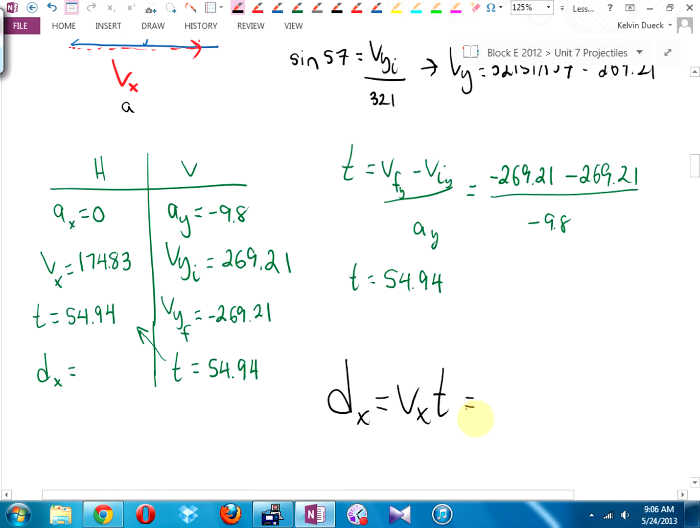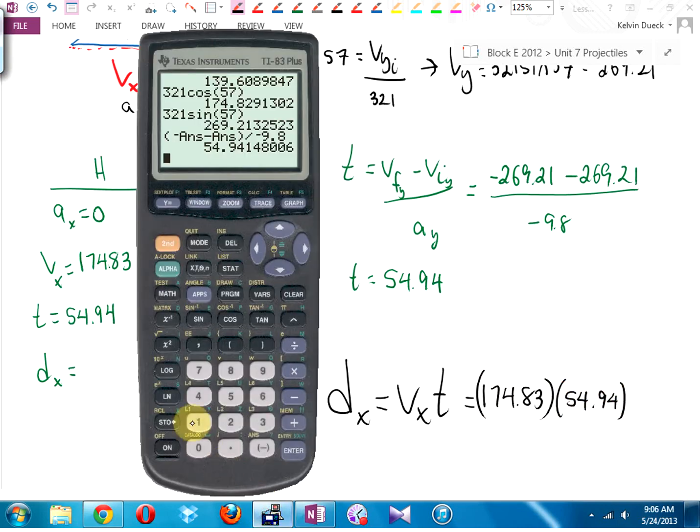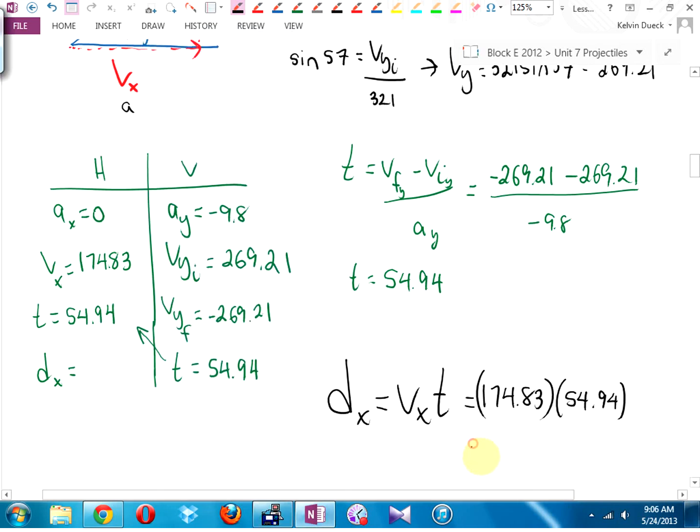It's going to be 174.83 times 54.94. And I get, wow, 9.6 kilometers away, 9,600. Okay.